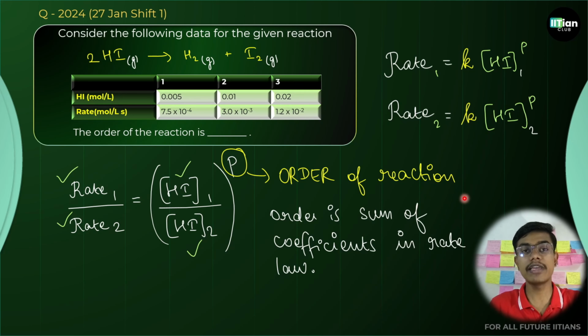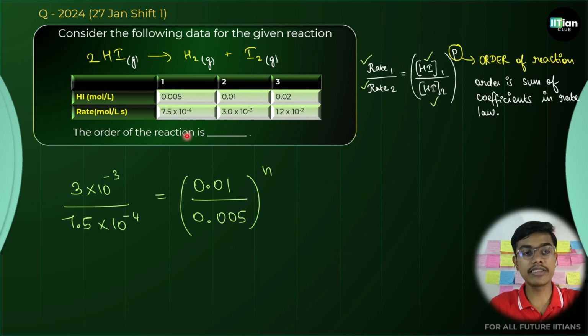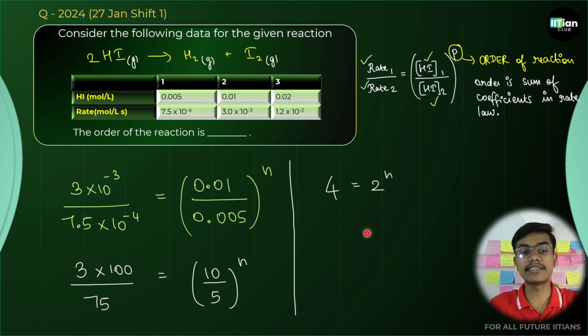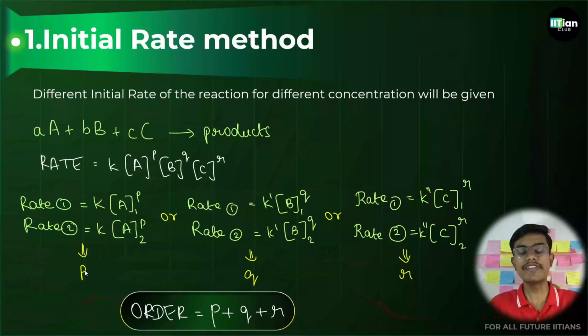If we find p, we'll be able to find the order of the reaction by substituting the values of the first and the second one. 3 into 10 to the power minus 3 divided by 7.5 into 10 to the power minus 4 is equal to 0.01 divided by 0.005 raised to the power n. n is actually p over here. And when we do the calculations, we'll be getting n as 2. So, order of this reaction is 2. Now, we will quickly summarize the initial rate law method.